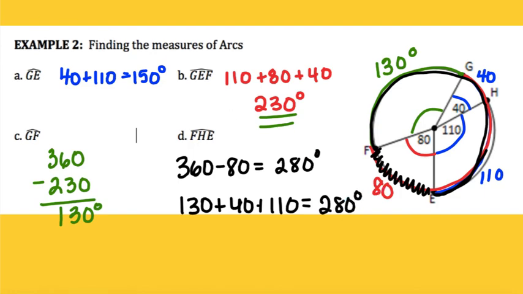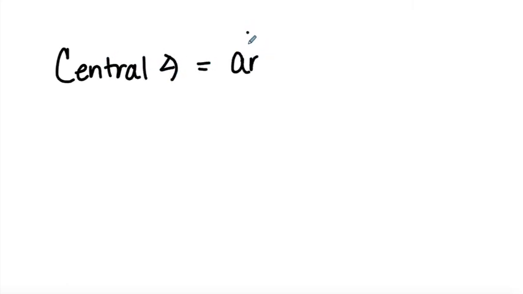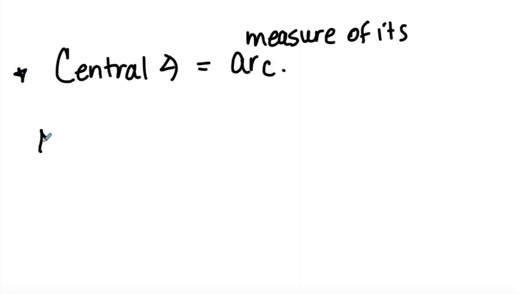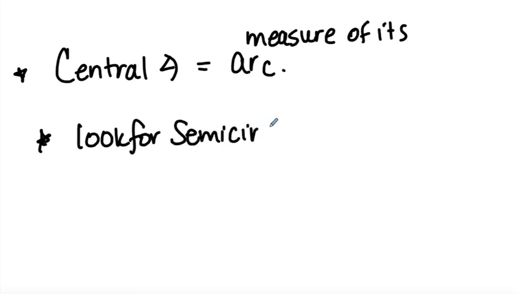All right, so that's it for today, guys. All you need to really remember is the central angle is equal to the measure of its arc. You have to remember that. You have to remember to look for semicircles because those arcs are 180 degrees.